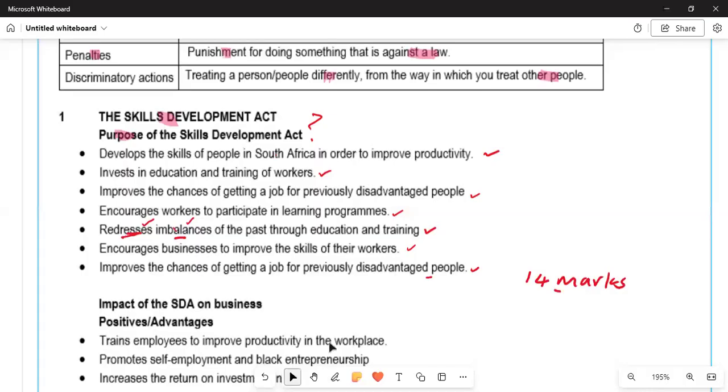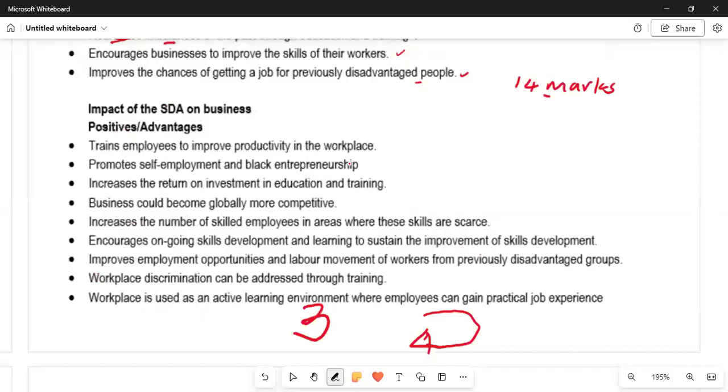Now, as you know, there is what you call the impact. Whenever we talk about the impact, you know very much that you're talking about the act. You're going to be asked about the impact of the act. So whenever you see the word impact, know that you're talking about the advantages and disadvantages of the act. So now we are going to talk about the advantages. What are the advantages of this act?